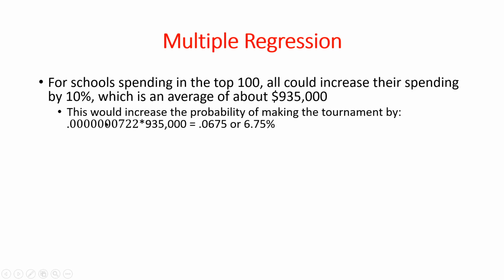Well, if the effect of $1 was 0.0000722, for the effect of an additional 935,000 they just multiply that, right? And the increase in the probability of making it to the tournament is 0.0675, or a 6.75% increase in the likelihood of making the tournament.